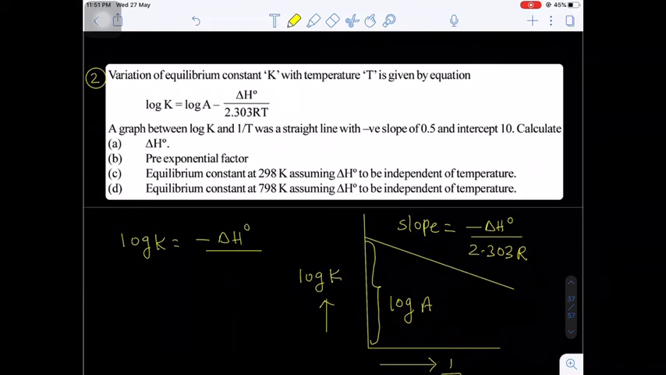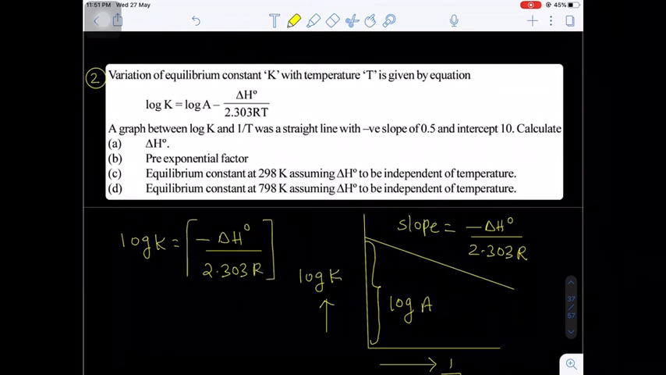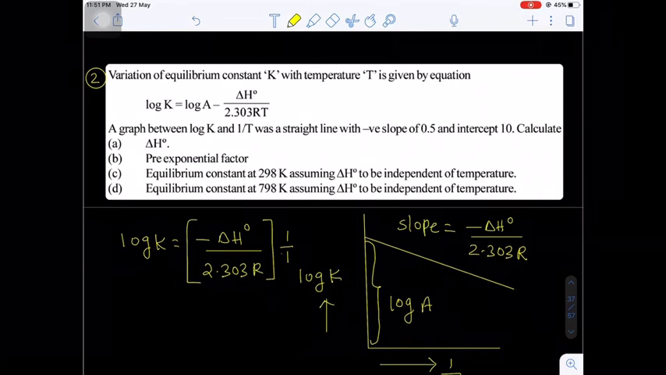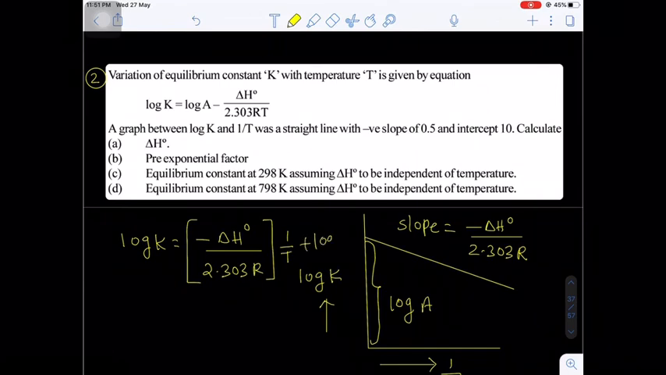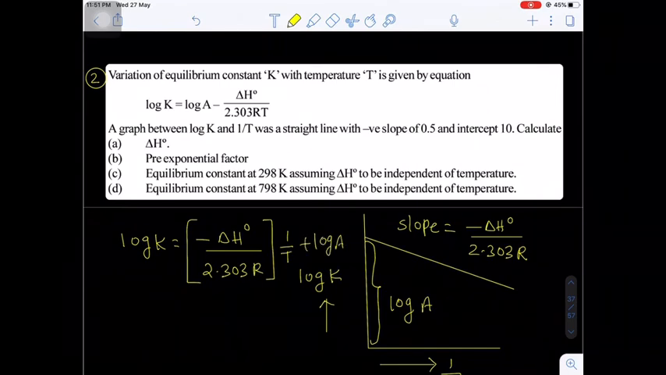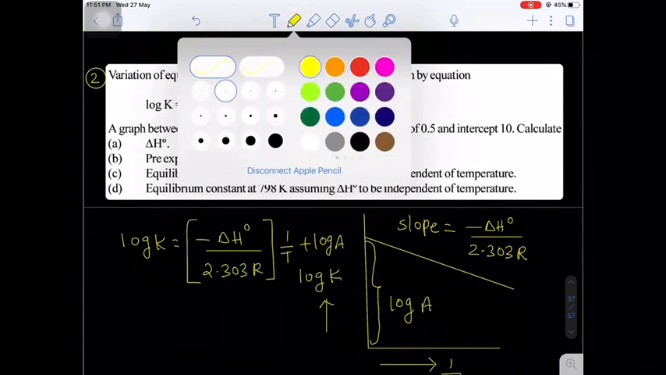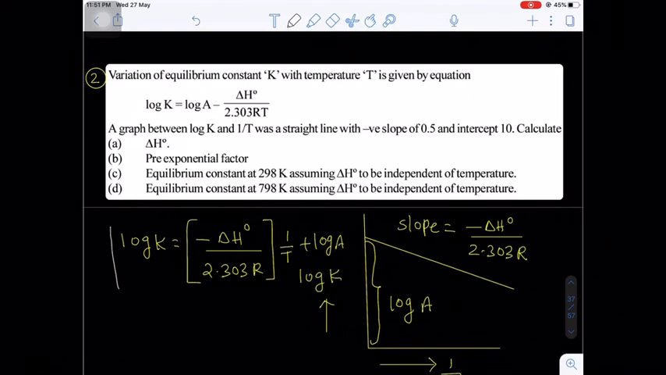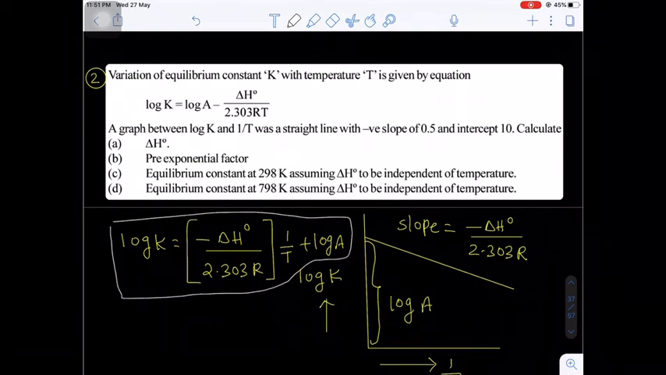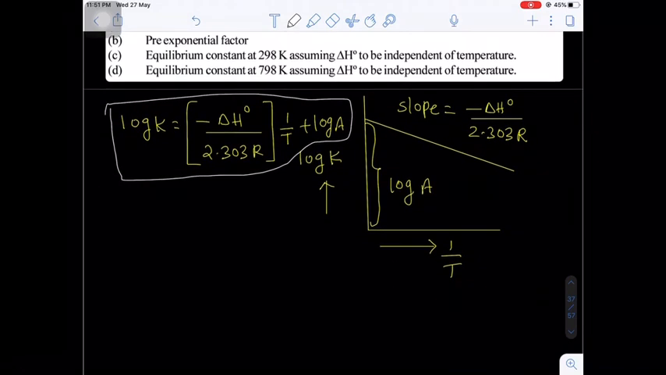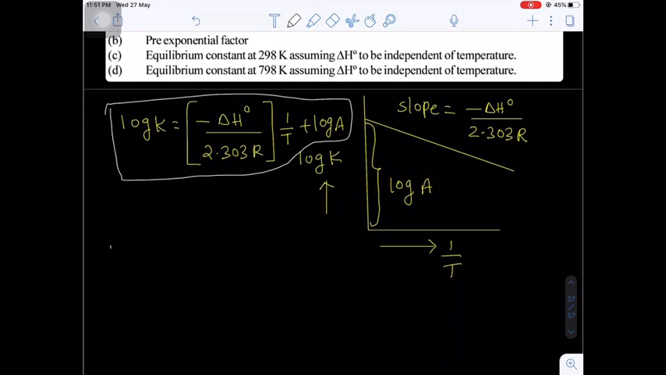So finally, what is the expression actually? Log K is equal to minus delta H naught divided by 2.303 capital R into 1 by T plus log A. This is the actual expression. This is in the form of y is equal to mx plus c.